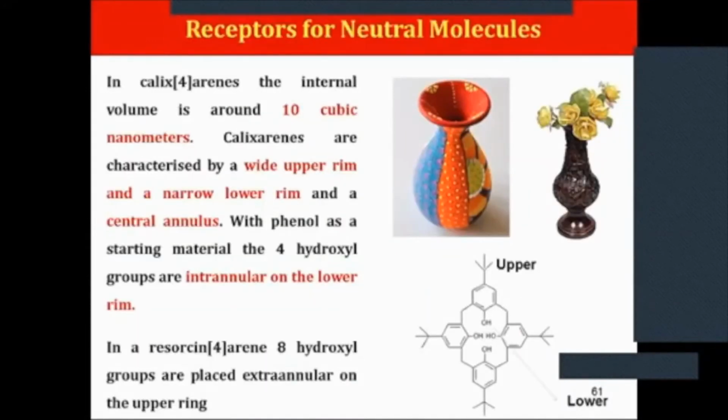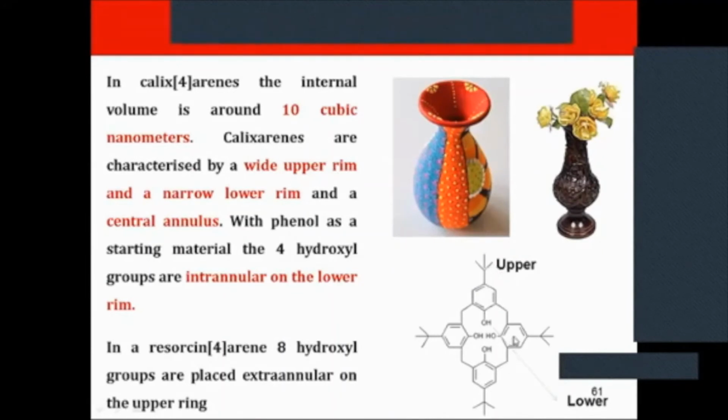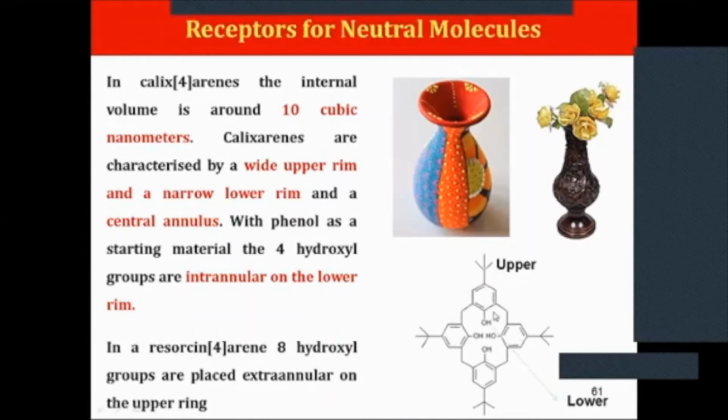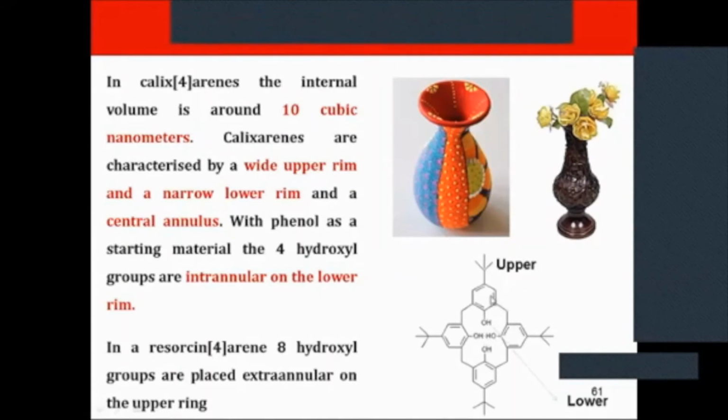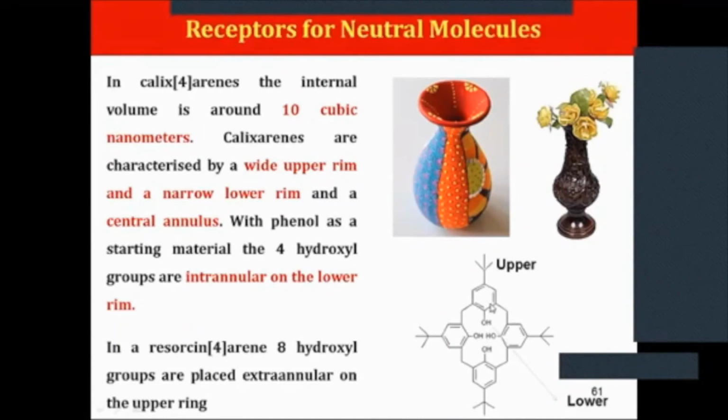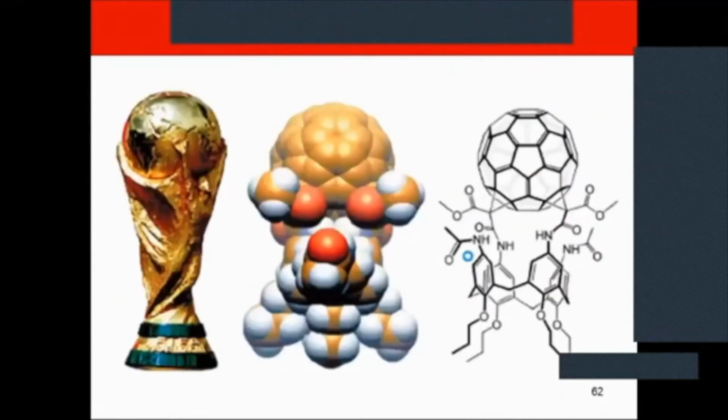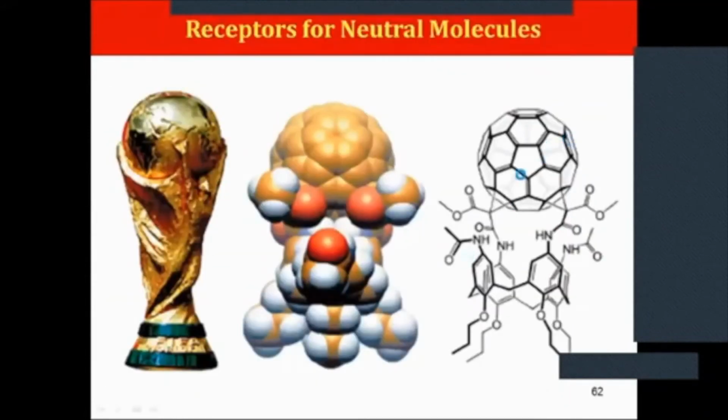Then we shall go to the neutral molecules, the third one. What you can see, this is a vase. Calixarene is a molecule which typically mimics a vase. It has an upper ring and a lower ring, and this is a macrocycle like this. So it can encapsulate molecules inside, anions as well as cations. This is constructed with phenol molecules, and it is called calixarene. If it is constructed from resorcinol, it is called resorcinarene, and so on. You can see here this calixarene encapsulates a neutral molecule, that is the buckyball or C60. It is similar to a football from the World Cup. So this is a simulation of how it can encapsulate.